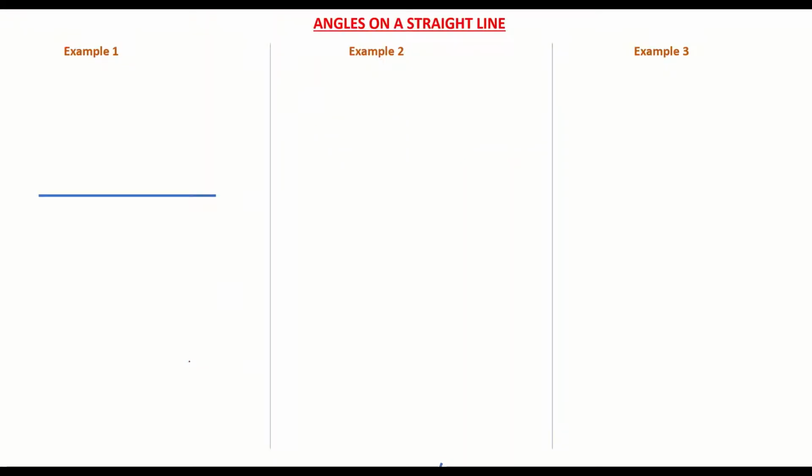Here we're looking at finding the size of angles on a straight line. So we're going to look at 3 examples. And the first example, what I'm going to do here is on my horizontal line that I've drawn, I'm just going to draw a vertical line coming from this line segment.